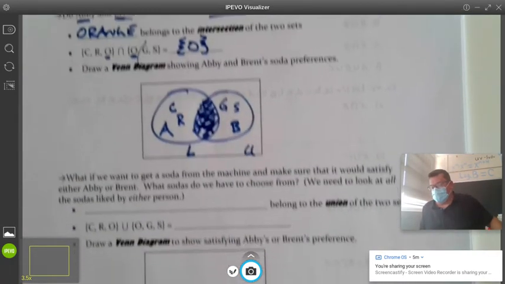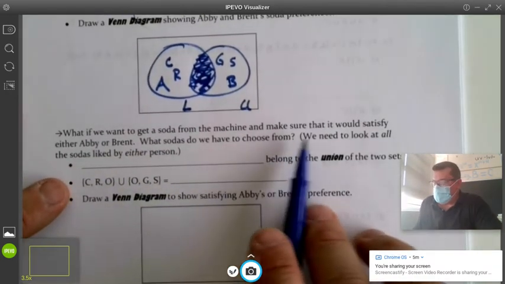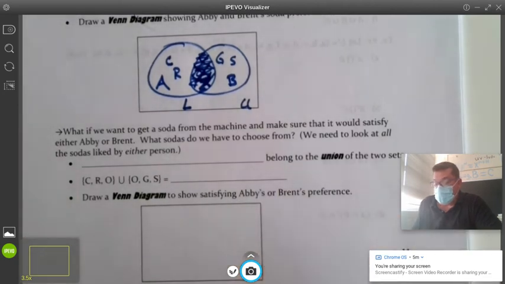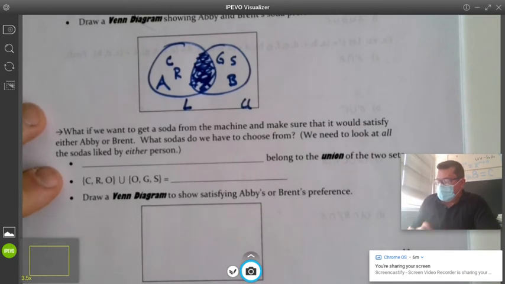Now, let's look at the union of these. What if we went to get the soda from the machine and make sure that it would satisfy either Abby or Brent? So I put the money in the machine, I pull out a soda can, and I want to give it to Abby or Brent. Okay, it doesn't matter who. What's the only soda that could pop out of there and not make at least one of those kids happy? Lemon lime. So if I pop out any of the other sodas, that's the union of those.